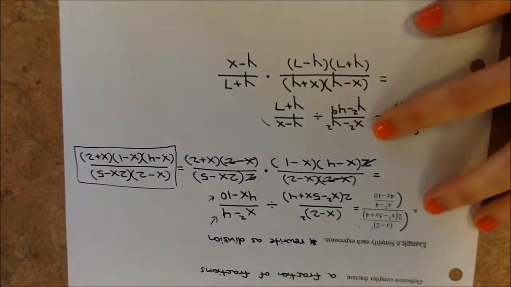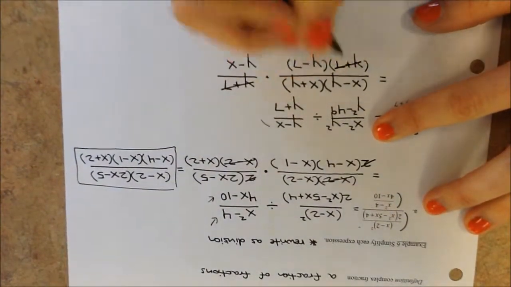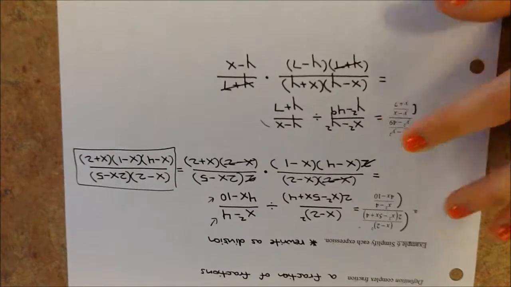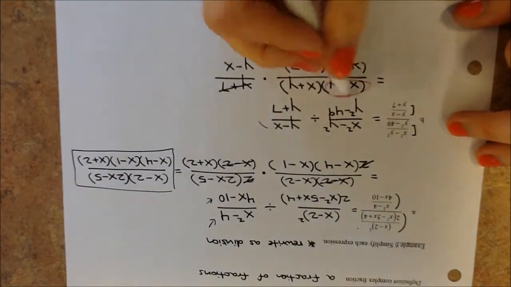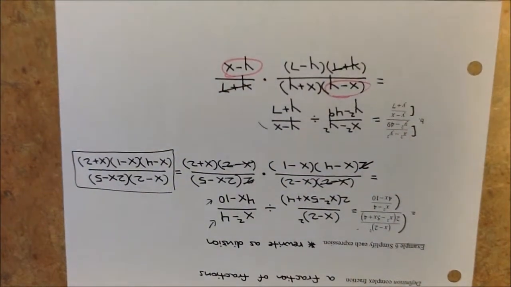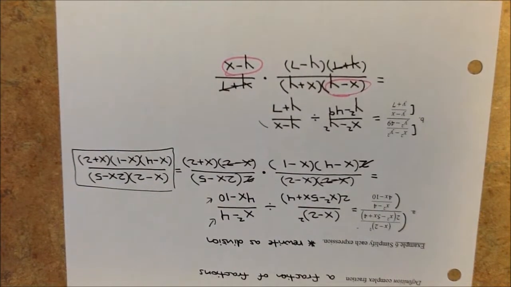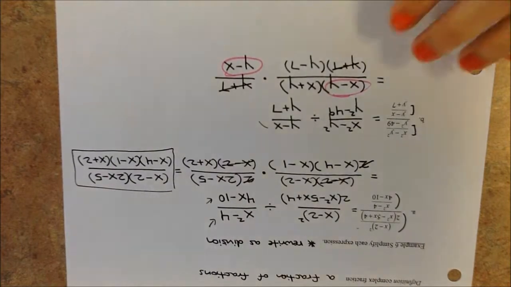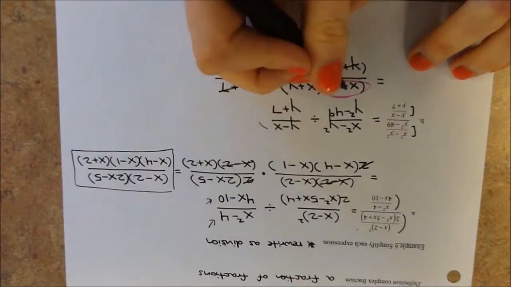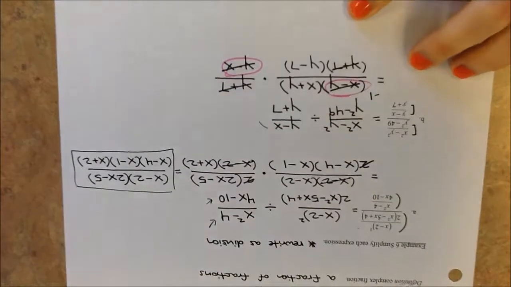Okay, so finally I cancel. I've got copies of y plus 7 that will cancel out. Now these two things, this one right here and this one right here, they're not exactly the same, but they're opposites of each other. So when I reduce down opposites, I just end up being left with a negative 1. So if I cancel these out, you have to remember to leave a negative 1 in its place.